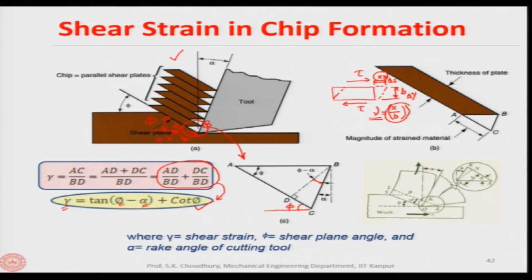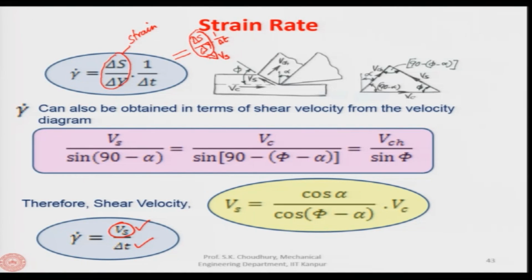Similarly, we can find out the value of the shear strain, because now we know phi, the shear plane angle, and alpha, of course, as I said, the rake angle, which is known because the tool is known to us. And therefore the strain rate as well can be found out from this relationship. That means these are the parameters which can be easily found out analytically after FC and FT are determined from the Merchant circle diagram.